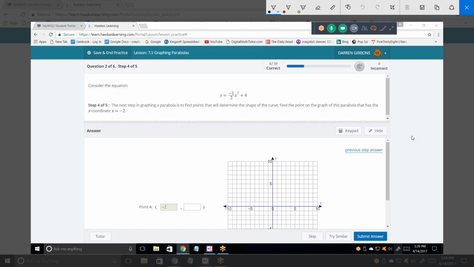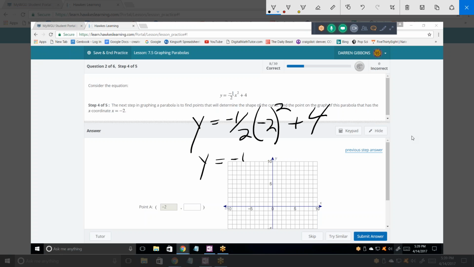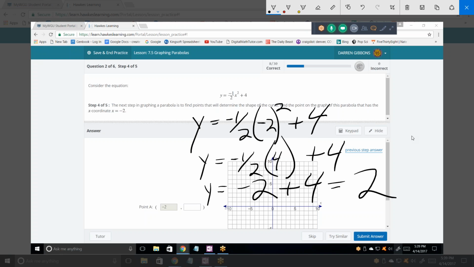In other words, the way I'm going to do this is y equals minus 1/2 times minus 2 squared plus 4. And then I just solve this, and I do exponentials first. So minus 2 squared is plus 4. So now it's minus 1/2 times 4 plus 4. Minus 1/2 times 4 is minus 2. Plus 4, the answer is 2.